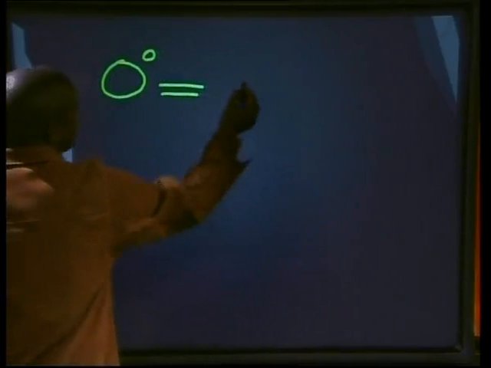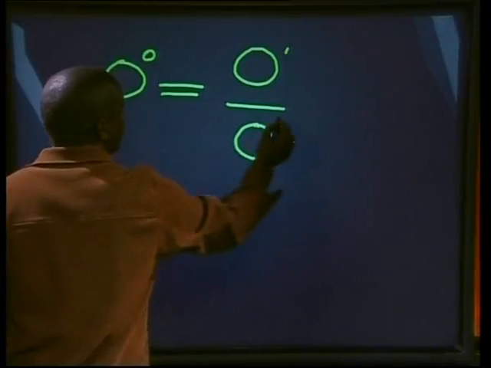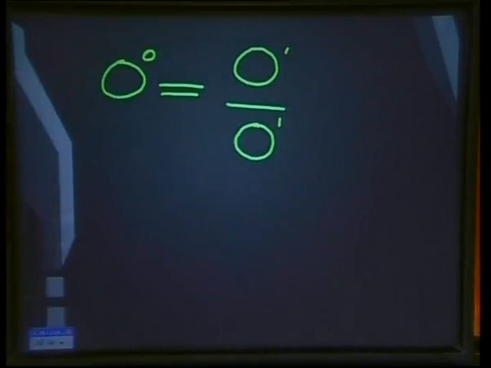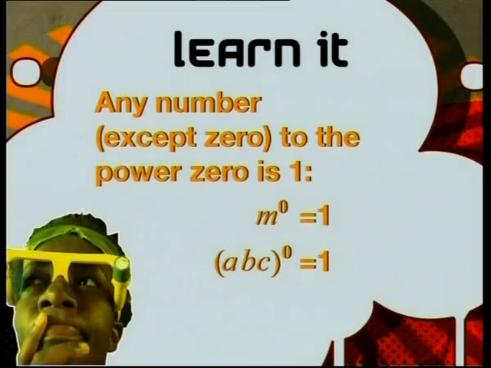And what about 0 to the power of 0? Well, 0 to the power of 0 will be the same as 0 to the power 1 divided by 0 to the power 1. But 0 divided by 0 is meaningless. Therefore, we can say that 0 to the power of 0 is meaningless. We now know any number to the power of 0 is 1. So m to the power of 0 is 1. And a, b, c, all to the power of 0 will be equals to 1.